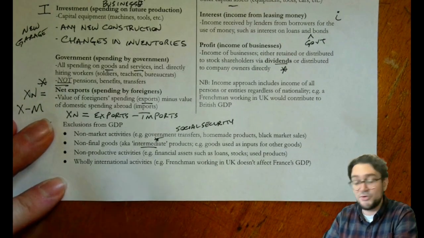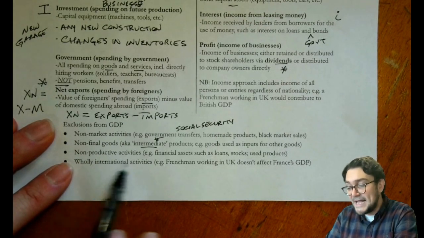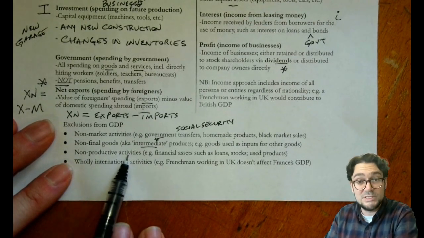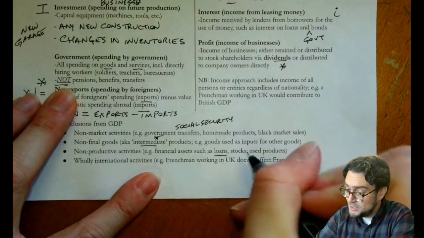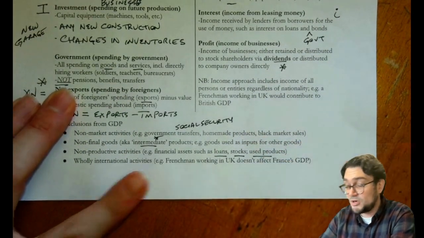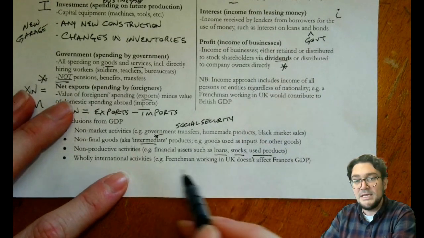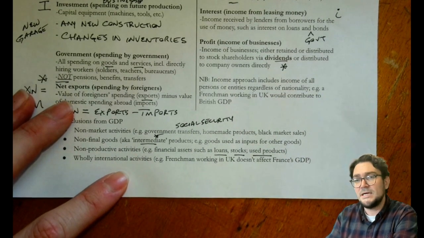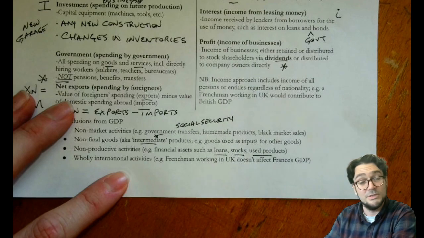The third is non-productive, and this is related to non-market, but this would be things that are still transacted, but they aren't produced, right? And this would be something like a financial asset. So if there's a loan, a stock, a used product, we wouldn't count them because they weren't produced in this given time period. Even if we've made the loan in this time period, it's not actually being produced. We're not producing something of value. It's not a good or a service.